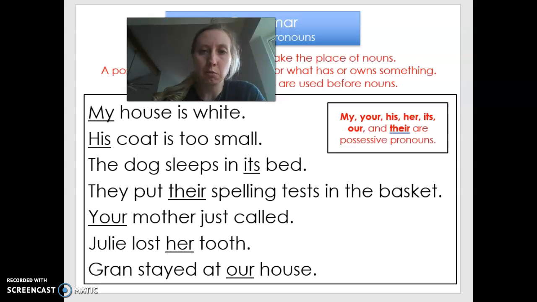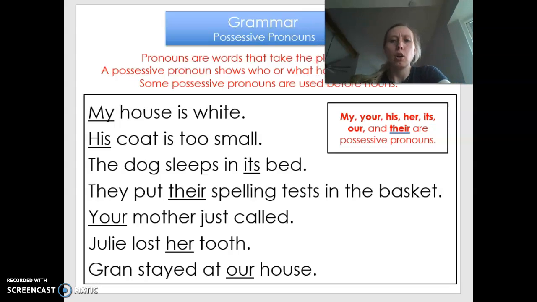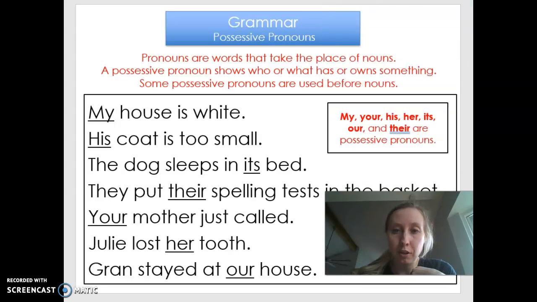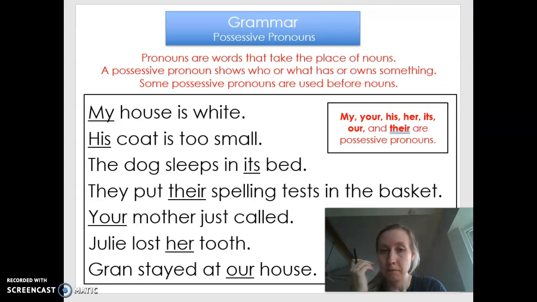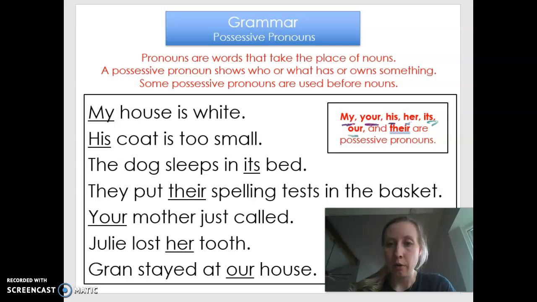Okay, so this week we're working on possessive pronouns. Pronouns are words that take the place of nouns. A possessive pronoun shows who or what has or owns something. So words like my, your, his, her, its, our, and their are possessive pronouns. So let's say Jane. Jane is a girl, so a pronoun would be she, like she likes to go somewhere. But if we were talking about something she owns, we'd say her.